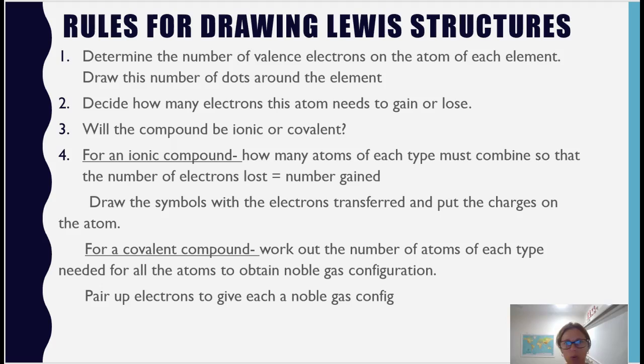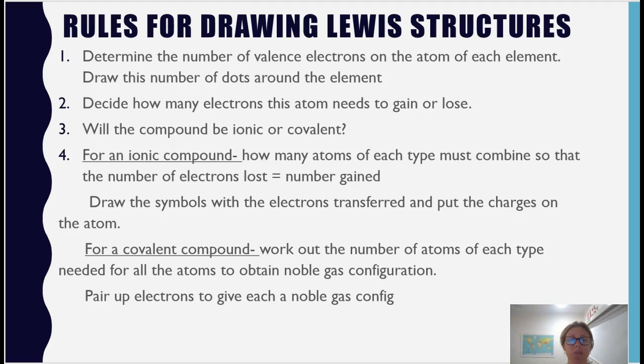It gets a little bit messy with all the different shells, so we're just going to look at those outside ones. So the first thing we need to do is look at how many valence electrons I have in each element. And we're going to draw that in a series of dots around the element, hence the name Lewis dot structures. Then we're going to decide how many electrons it needs to gain, or how many it needs to lose. So using that knowledge that we already have about ionic and covalent bonds, we're going to then start thinking, is it going to be an ionic bond that is forming or a covalent bond? If it's an ionic bond, then we are actually transferring electrons. How many electrons are going to be lost?